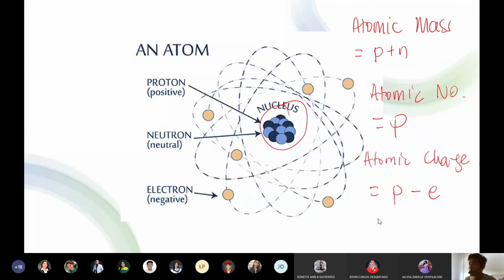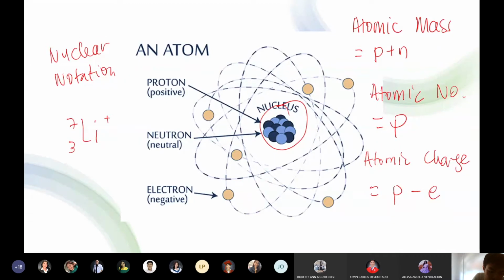So what else? We can show the atom based on its nuclear notation. Pwede natin isulat yung atom in its own notation. So, paano yung nuclear notation? For example, ano kaya pwede? Lithium 3, 7, positive 1. Or plus lang. Okay, so what I have here is a nuclear notation for lithium.